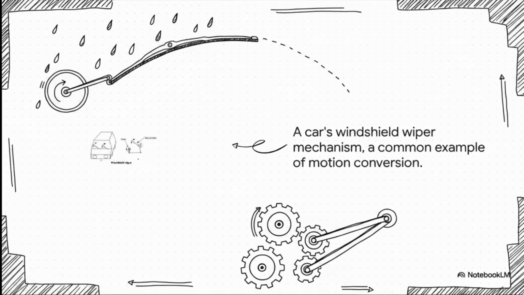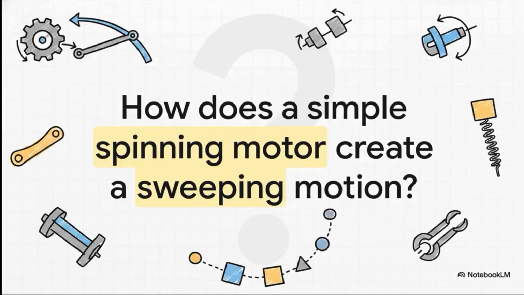We're going to learn the hidden language that all machines speak. And we'll start with something you probably see every single day. Okay, so take a look at a car's windshield wiper. I mean, you've seen this a million times, right? There's a little motor under the hood that's just spinning and spinning in a simple circle. But somehow, that simple spinning motion gets translated into this perfect, smooth, back and forth sweep of the wiper blades. It's so predictable, so elegant, but how? How does that even happen?